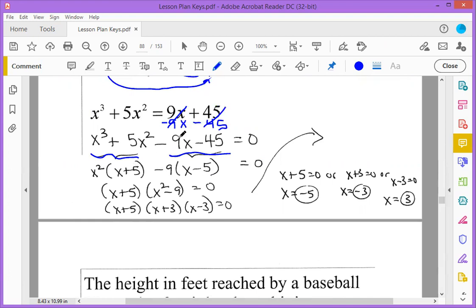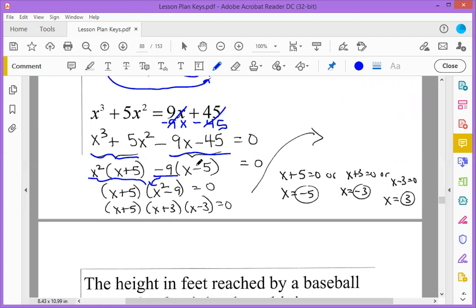Minus, from 9x and 45, we're able to factor out that minus because both of them have a negative sign. We factored out negative 9 from 9x, and we got x in parentheses. We factored the negative 9 from 45, and we got 5 in parentheses. Now, what you see here is outside of your parentheses, you have x squared minus 9. So that will be one of the factors of our solution.